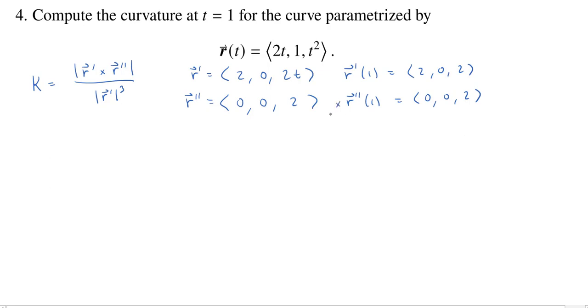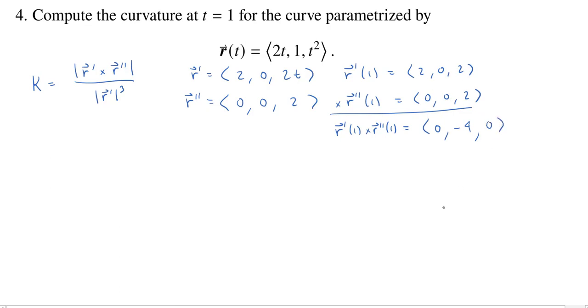All right, now I want to take a cross product. So I'll get r prime at 1 cross r double prime at 1. And okay, so I can line this up, cross off the first column, and I get 0 minus 0 is 0. Cross off the second column and go backward. I get 0 minus 4. So that's minus 4. And then I cross off the third column and I get 0 minus 0, which is again 0.